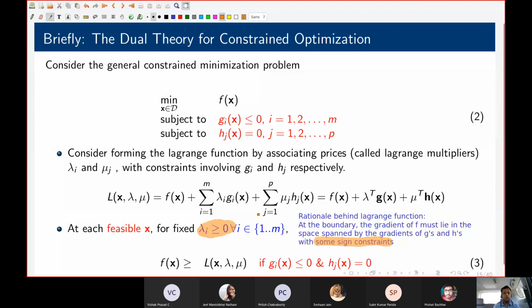Now you can easily show that for every feasible x. What do we mean by feasible x? Feasible x is exactly those x's for which these conditions hold. This is called the feasible region.